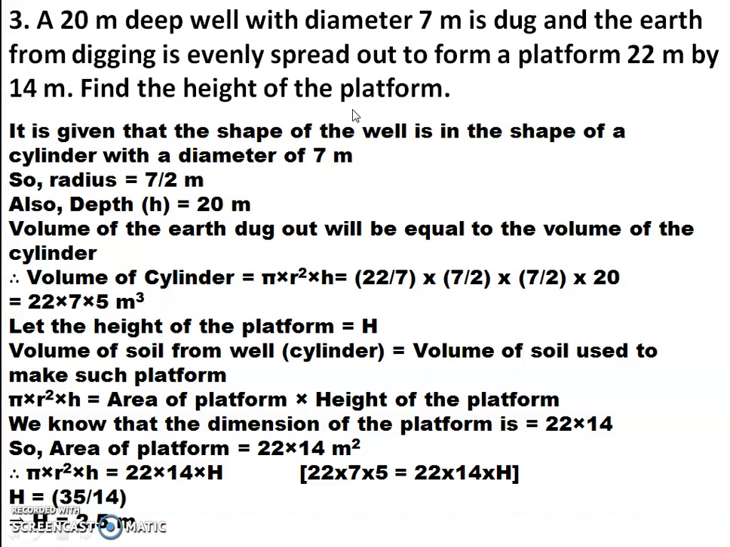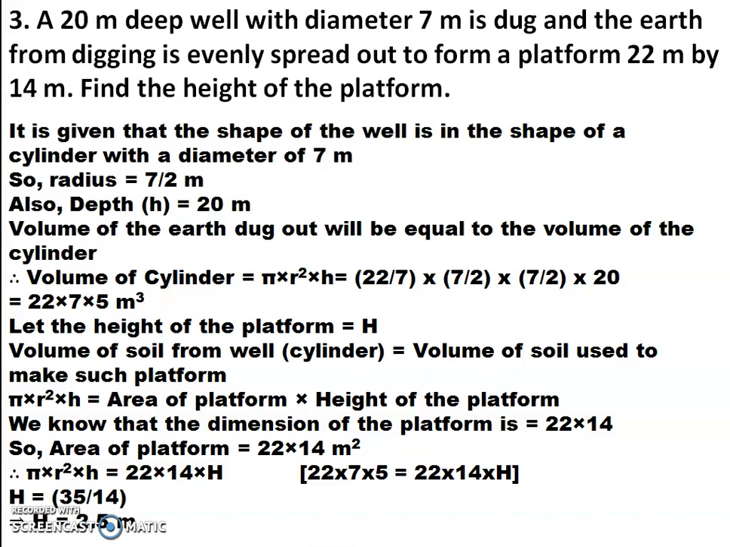Students, what is the volume of a cylinder? Volume of a cylinder is equal to pi r squared h. Then what is the volume of the cuboid? Length into breadth into height, LBH. Now equate both. For the cylinder, diameter is 7. So what will be the radius? Radius is 7 by 2.